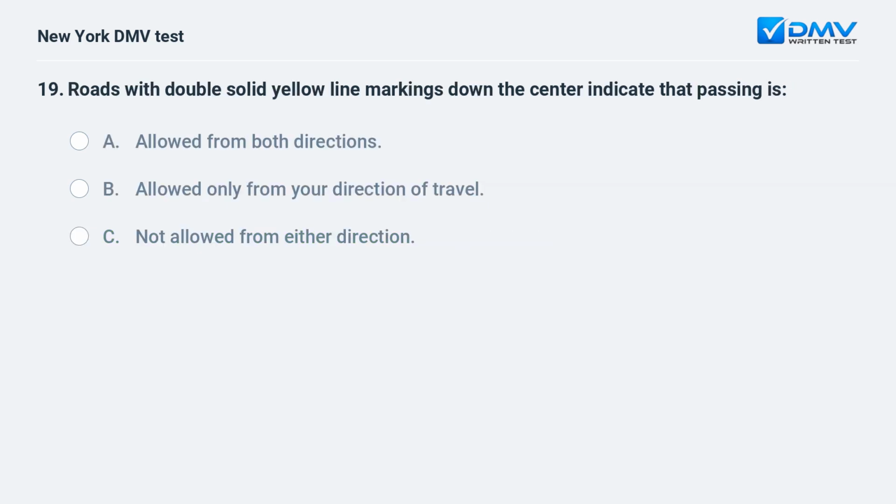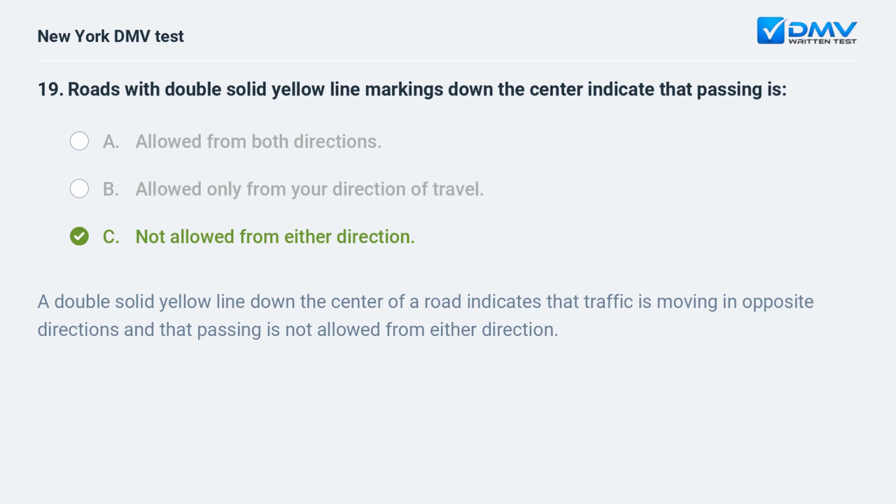Roads with double solid yellow line markings down the center indicate that passing is A. Allowed from both directions. B. Allowed only from your direction of travel. C. Not allowed from either direction. C. Not allowed from either direction.